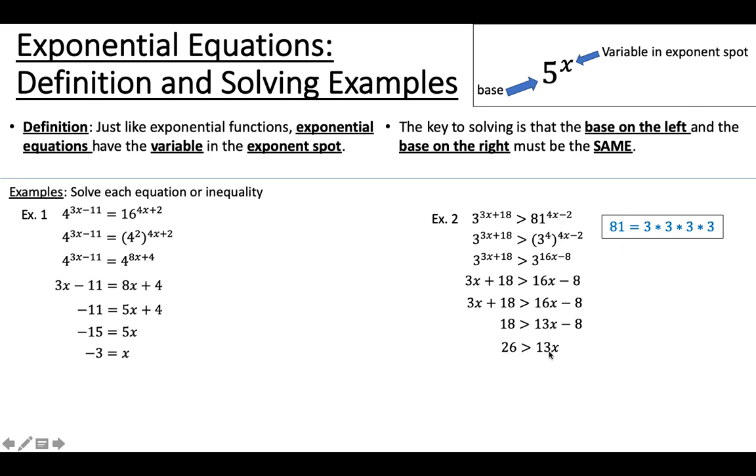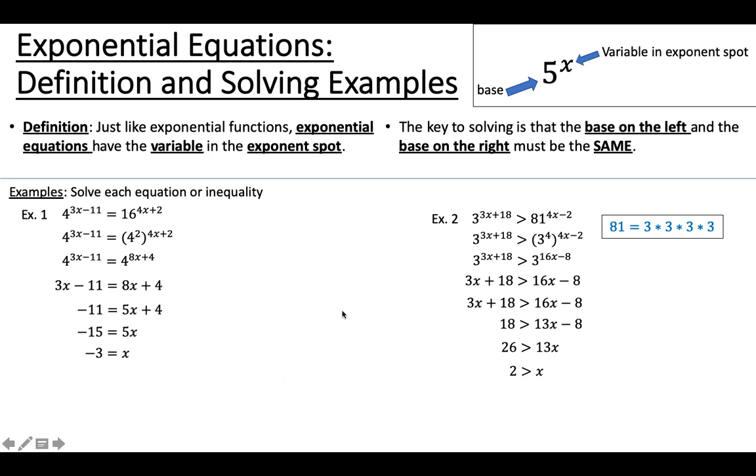And the very last step here, we got to divide by 13 to get x by itself. Divide by 13. So 26 divided by 13 is 2. So our answer, 2 has to be greater. x has to be less than 2. Or 2 has to be greater than x.